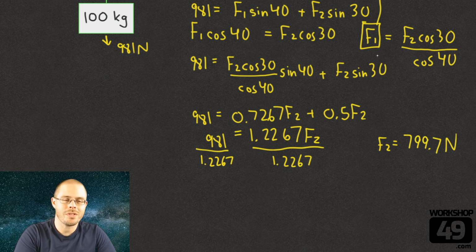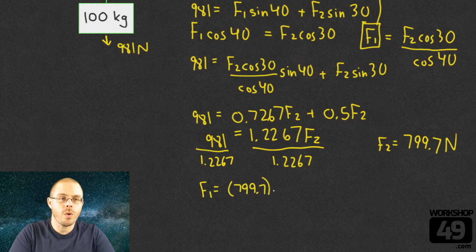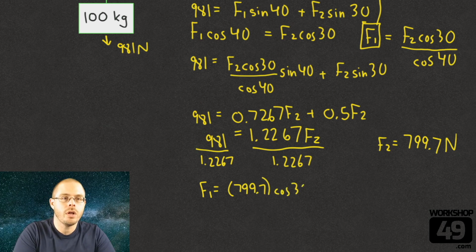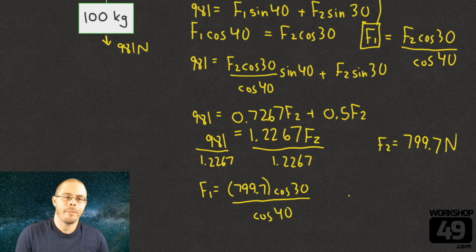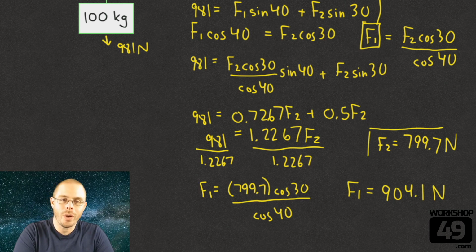799.7 newtons. Now that we know force 2, we can plug it back in up above where we knew what force 1 was. Because we know that force 1 is equal to force 2 times the cos of 30 divided by the cos of 40. We can see where we subbed that back in. We chug this out in the calculator, and we get that force 1 has a tension of 904.1 newtons.